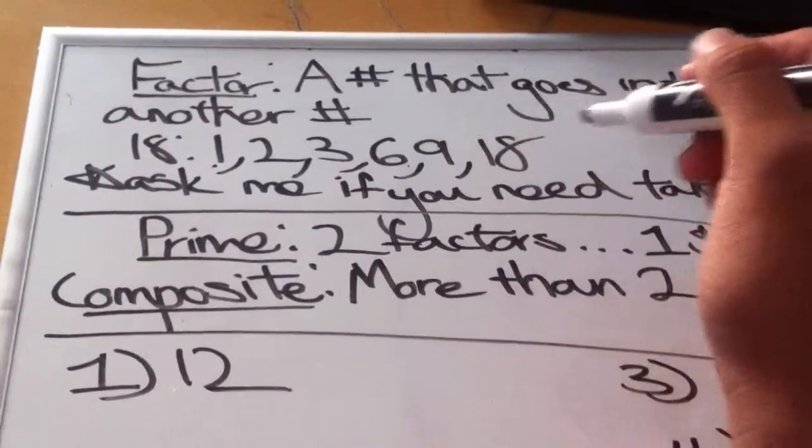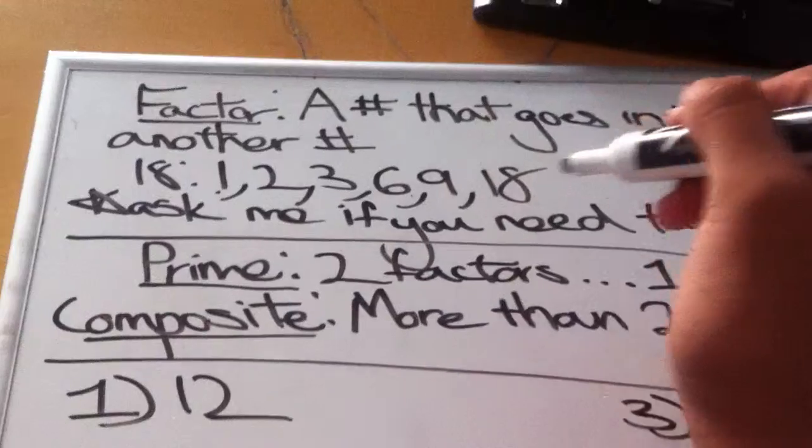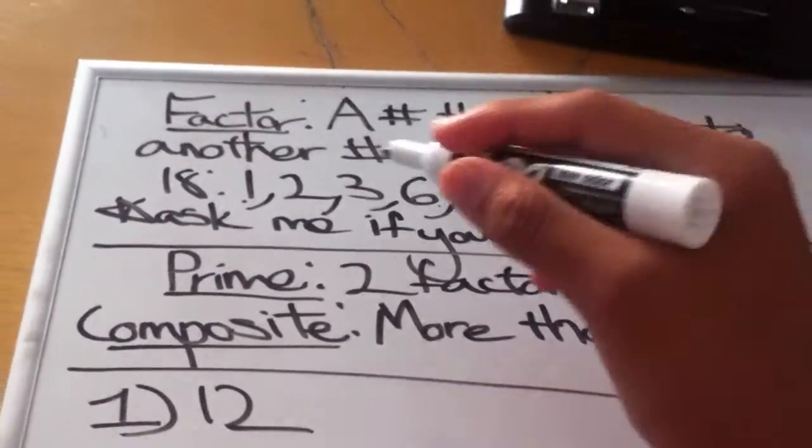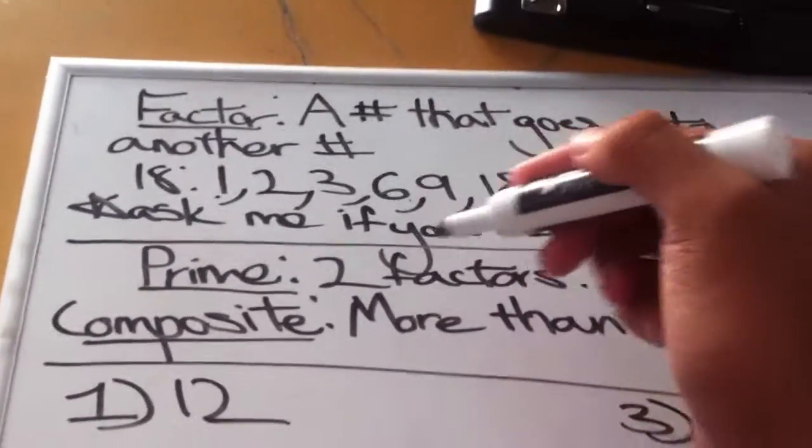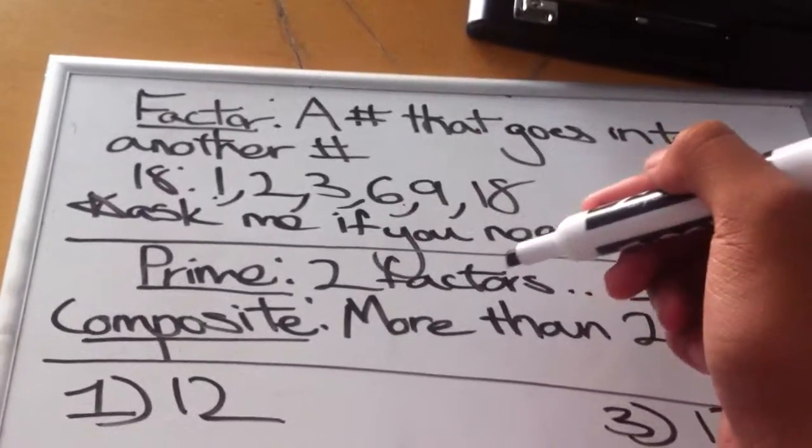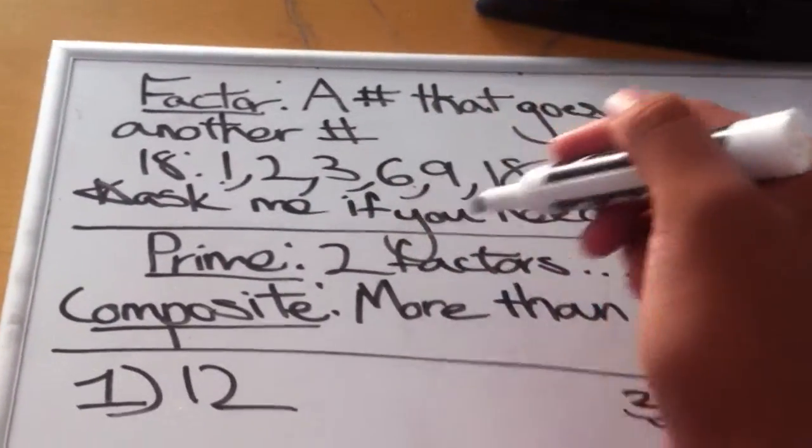For example, take a look at the number 18. What are some of its factors? Well, 1 goes into 18, 2 goes into 18, 3 goes into 18, 6, 9, and 18. They all go into 18. So those are all factors.